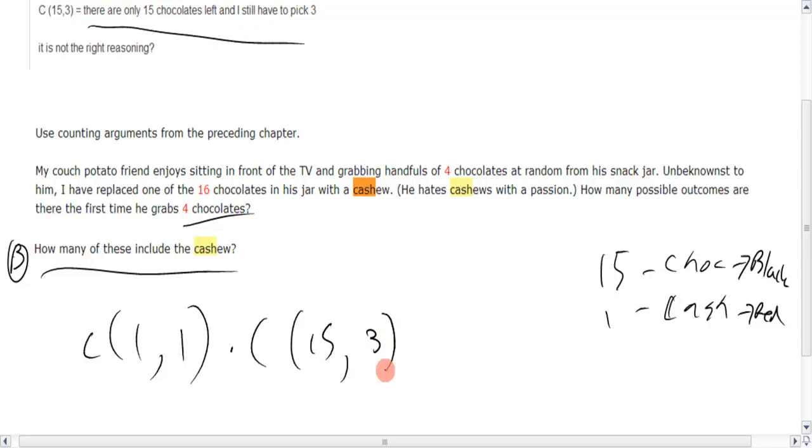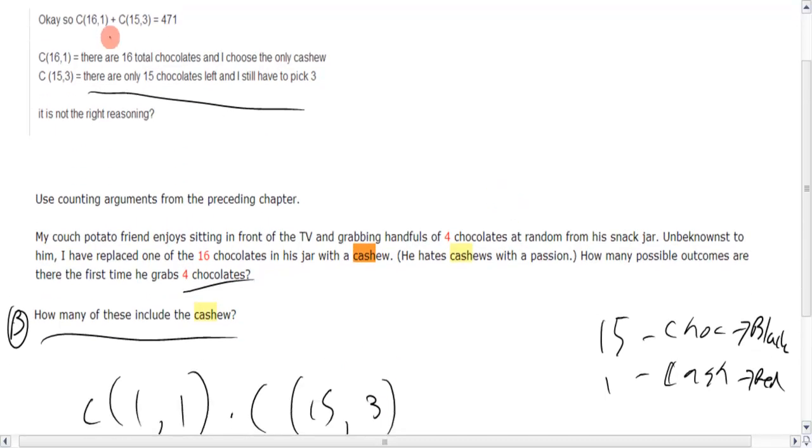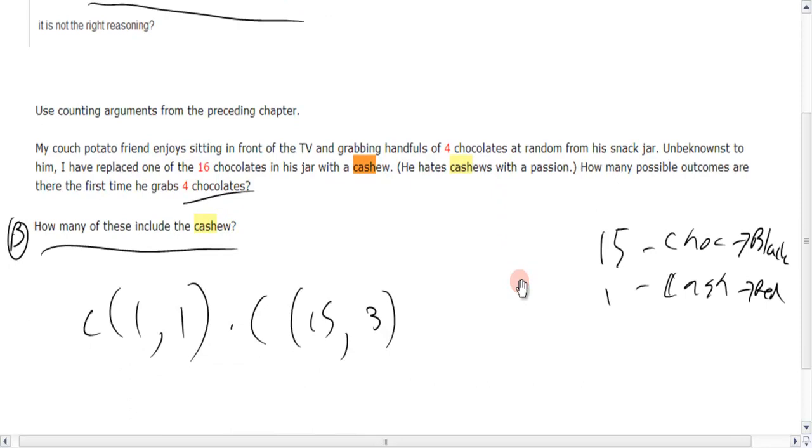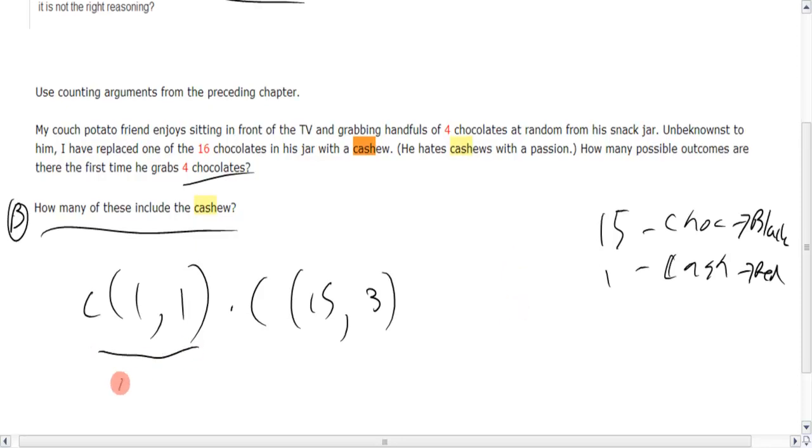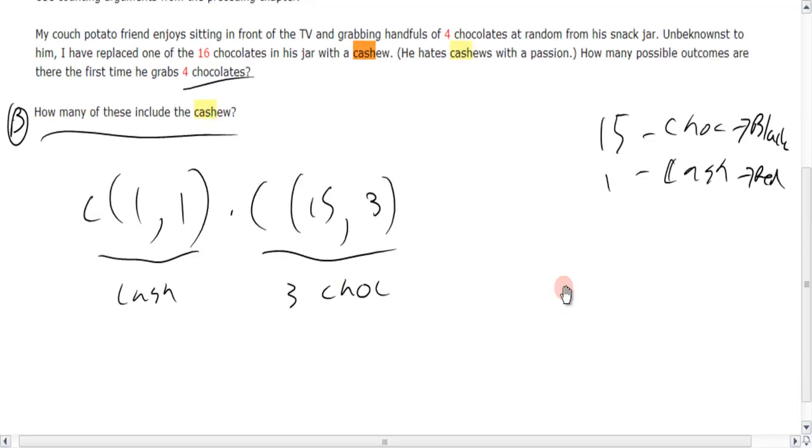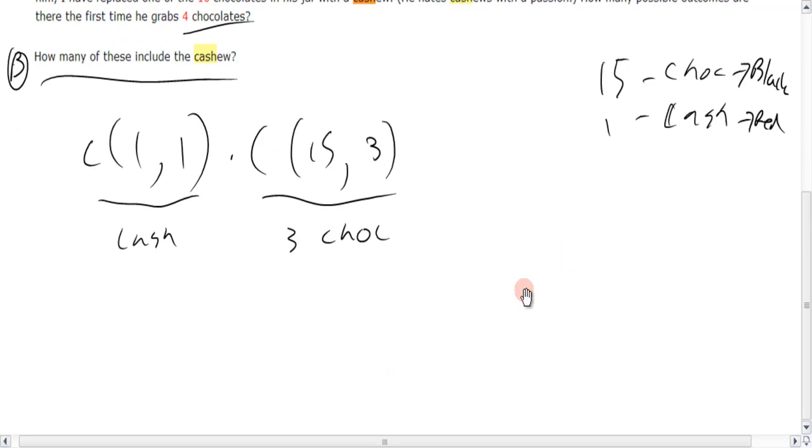Dead on. Now the next issue is, you put addition between them. The addition principle means you get one or the other, but not both. It means the leather or cloth option in a car. You can't get leather and cloth. You get one or the other. In this problem, you get the one cashew and you get the 3 chocolates, and those things go together to make one handful. So this is a multiplication principle. That's why they're multiplied.